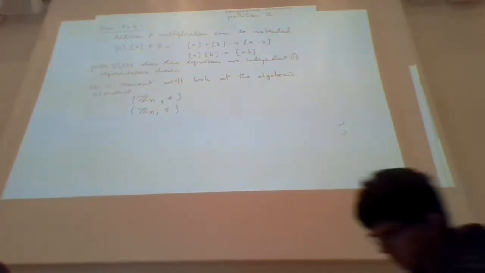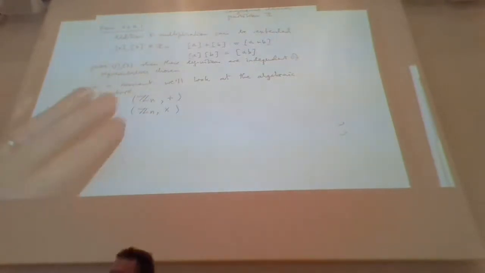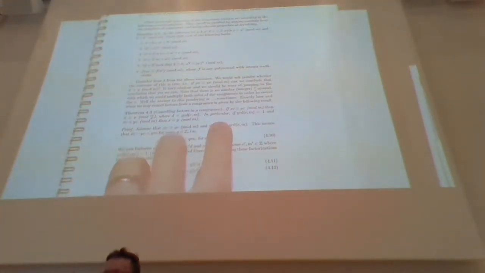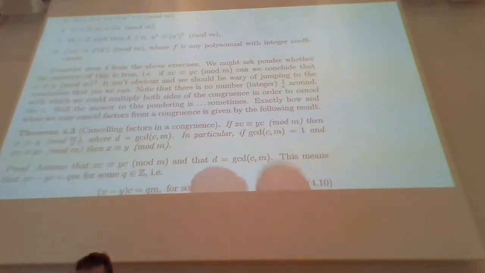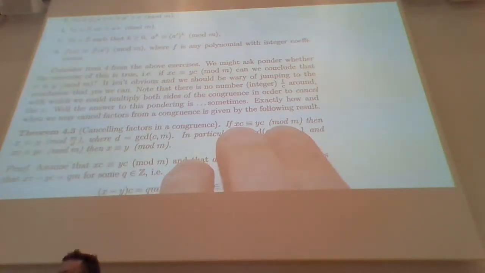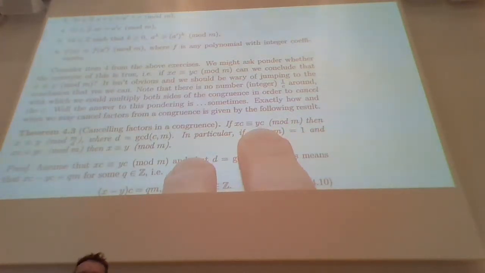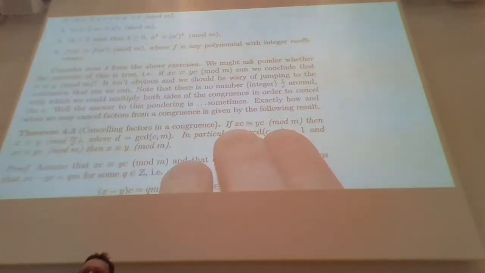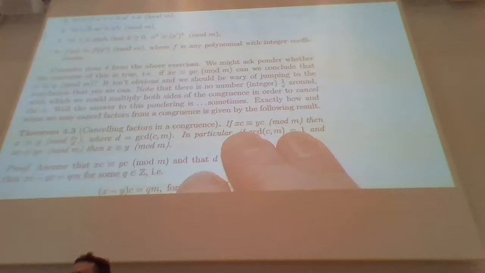I'm going to leave you to read Theorem 4.3, so I don't want to disrupt my flow too much. I want to go straight on to look at these algebraic structures. So Theorem 4.3, just to introduce it to you, is a theorem about what you can do where you're looking at a congruence where you've got x times c congruent to y times c. Now, the simplifier in you wants to immediately get rid of the c. It's tempting, isn't it, to divide both sides by c. If this was an equation, you'd be perfectly justified to do that, as long as c was not 0, of course.